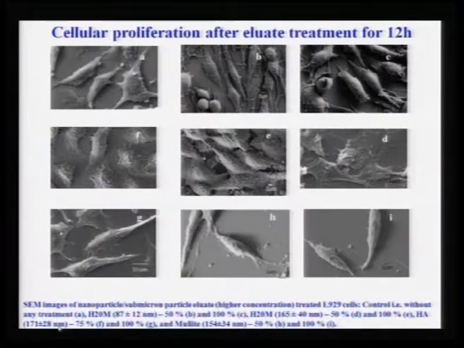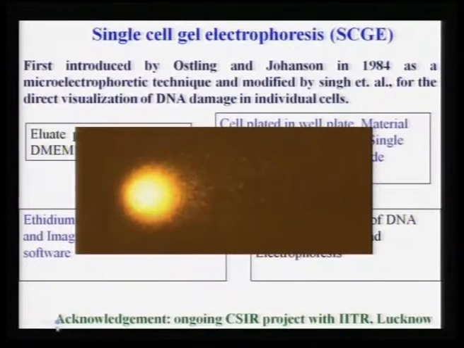This is the typical cell morphology of the L929 fibroblast cells. What you see here is that cells have proliferated in some cases, but there is a limitation on the number of cells proliferated when you are treating them with the mullite particles, and some small particles, what we have seen, are becoming internalized inside the cytoplasm of the cell. This is what you can see when you do some experiments, what is known as single cell gel electrophoresis.